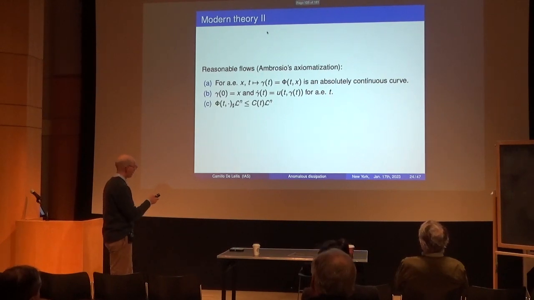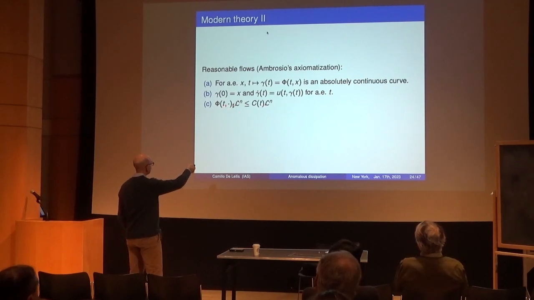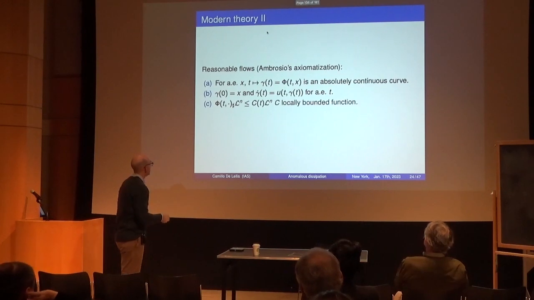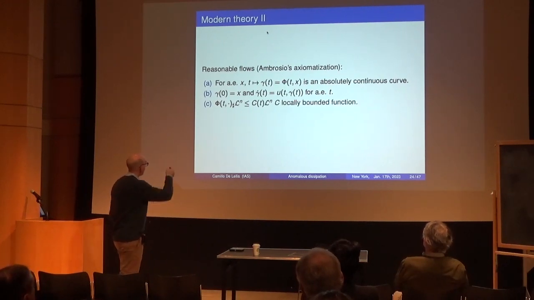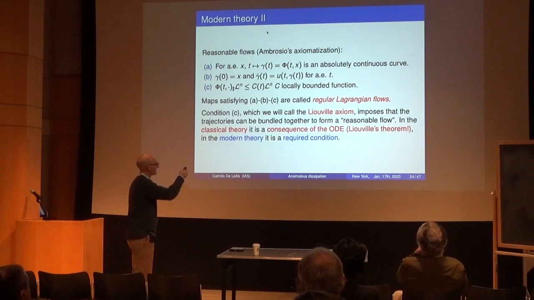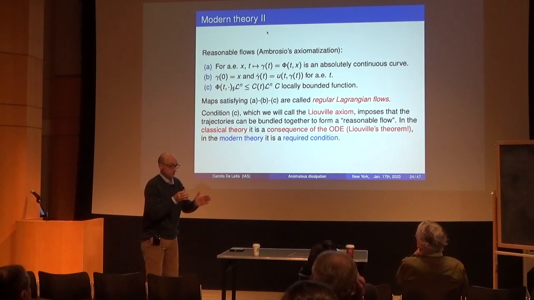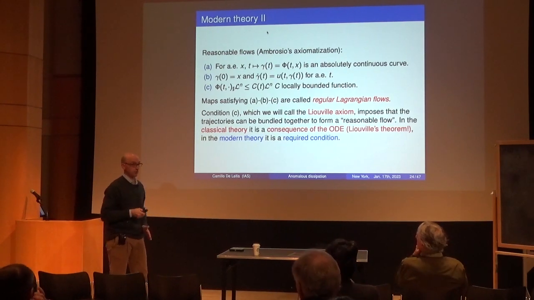But then there's a third axiom, and the third axiom tells you that the push forward of the Lebesgue measure through this is bounded. So it's absolutely continuous and bounded for a locally bounded function. Now this is a strange axiom, right? Because if you have A, B, and C, you call them regular Lagrangian flows. That's a strange axiom, because in the classical setting, for instance, if you're divergence free, that is not an axiom, that's a theorem, right? The flow is measure preserving.